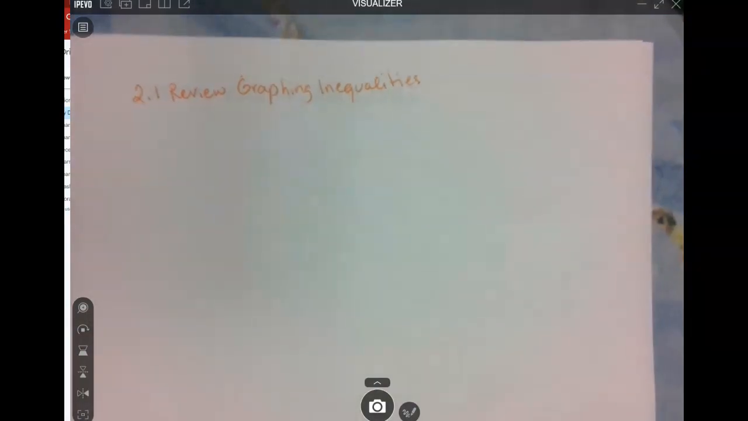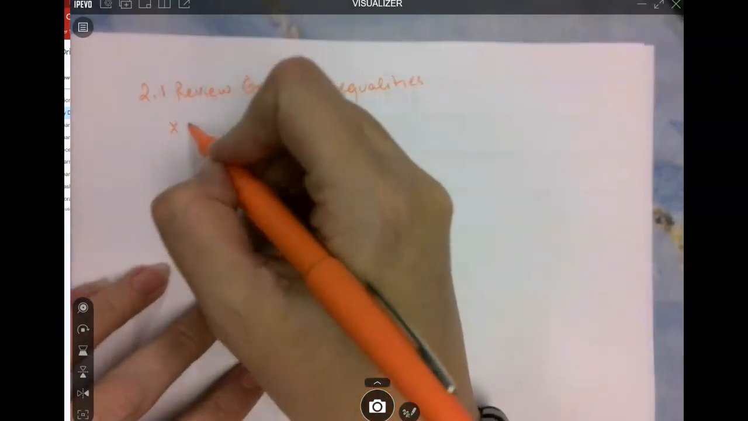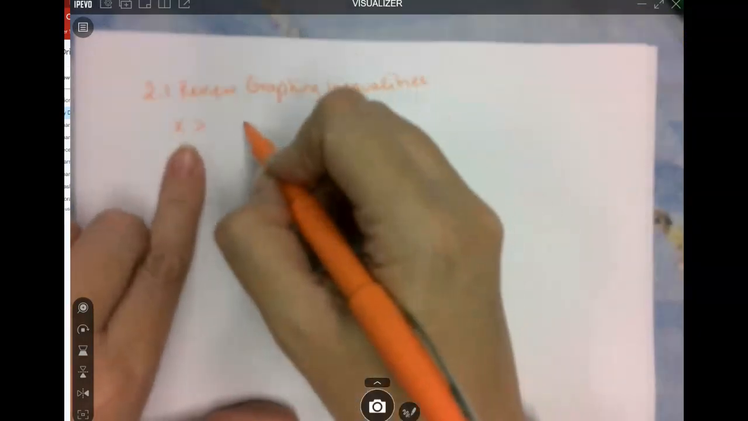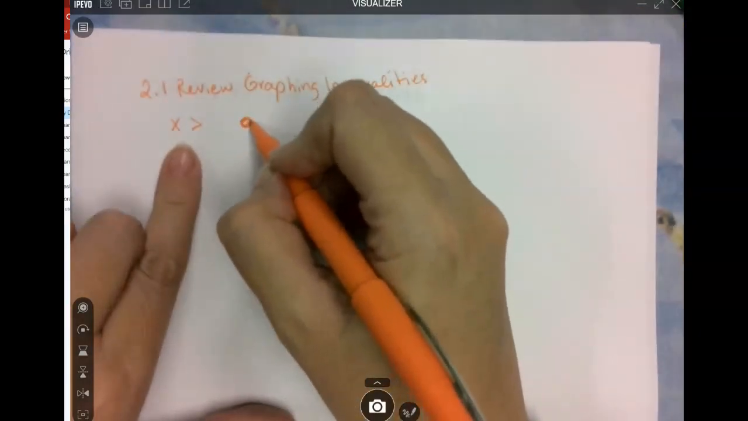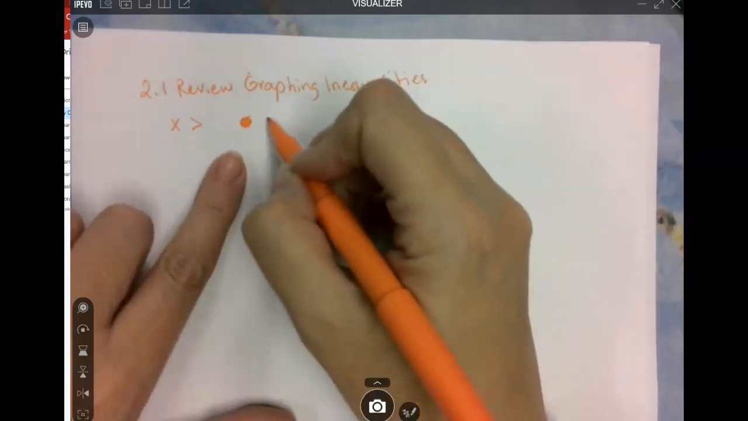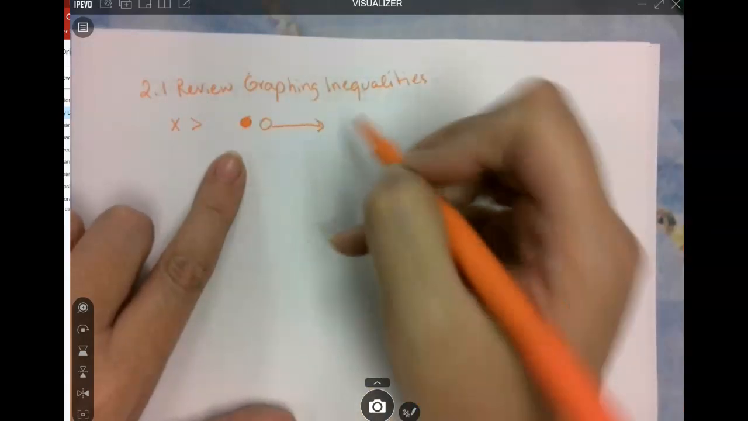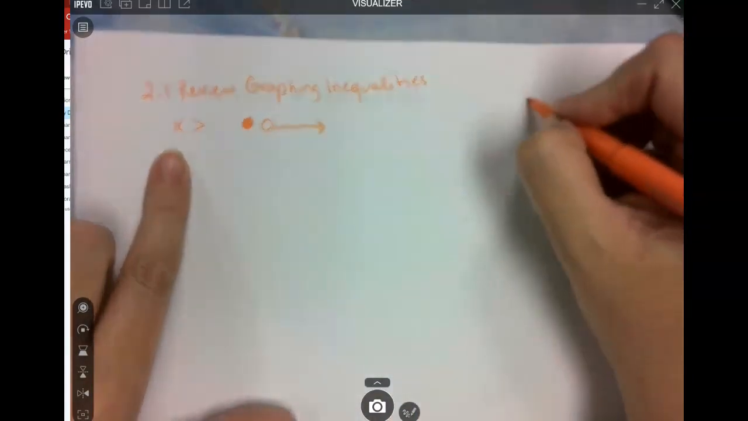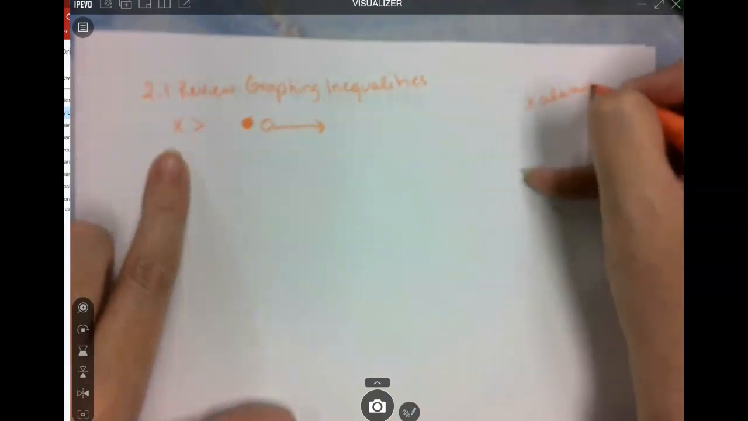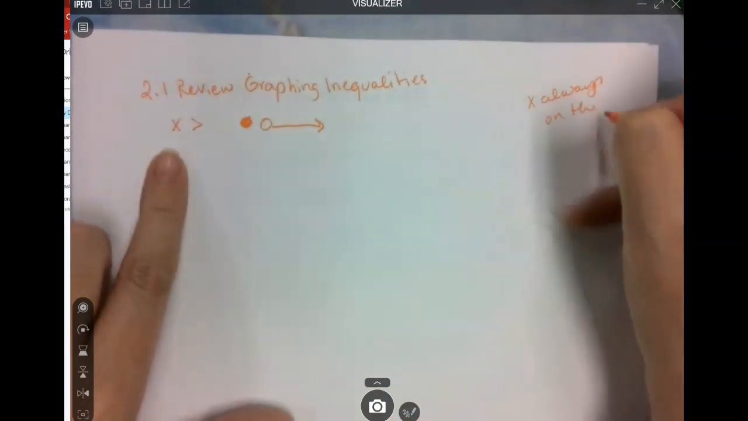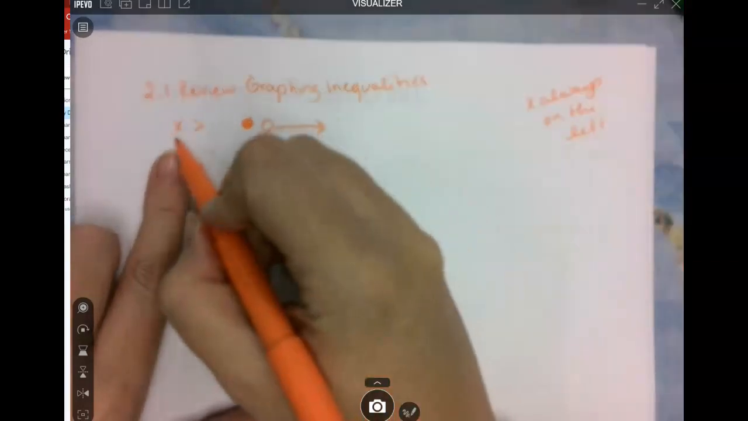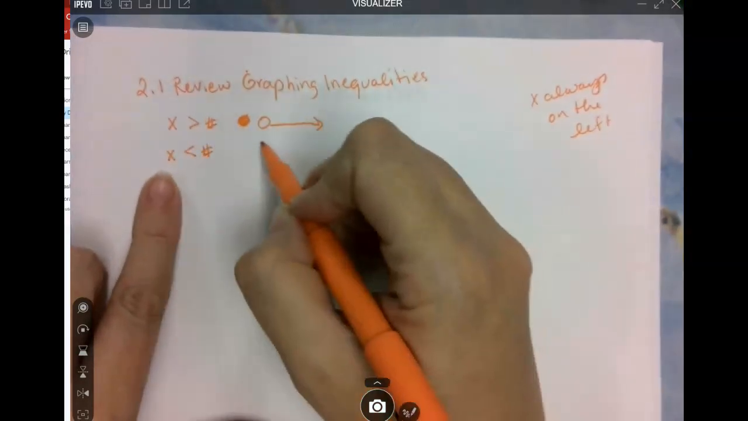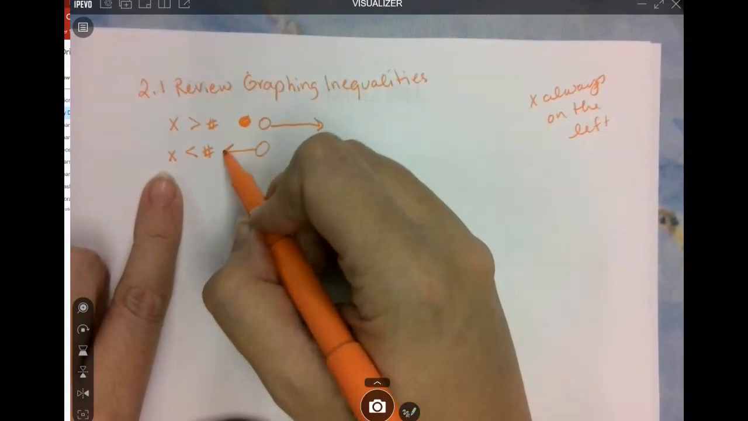them on number lines. If I have an x and I have a greater than, that one on the number line is going to look like an open circle, not colored in, so open circle, and an arrow going to the right. And remember, the x is always going to be on the left. So this would be like x is greater than a number. If we had x is less than a number, it would be an open circle, and it would be going to the left.